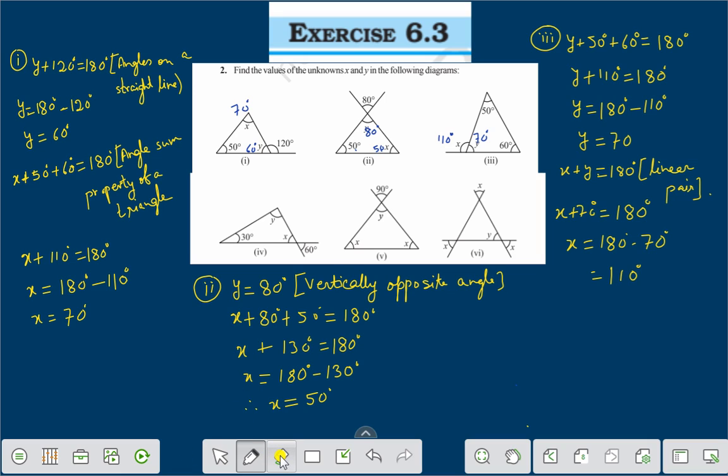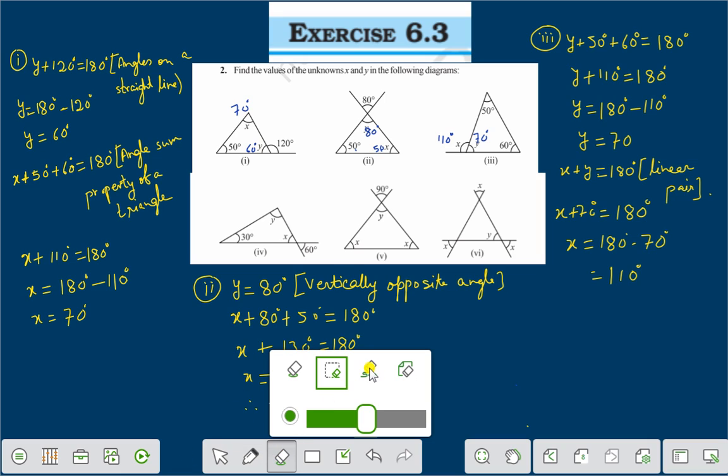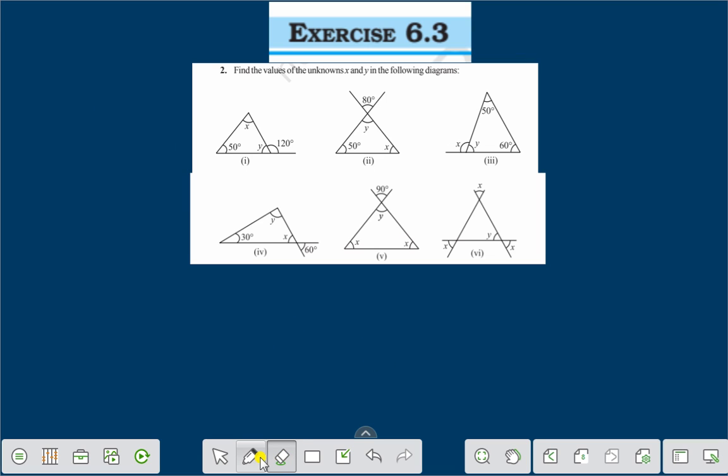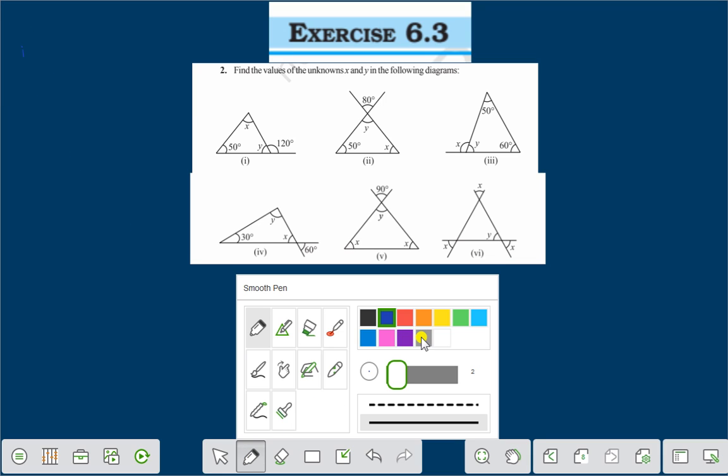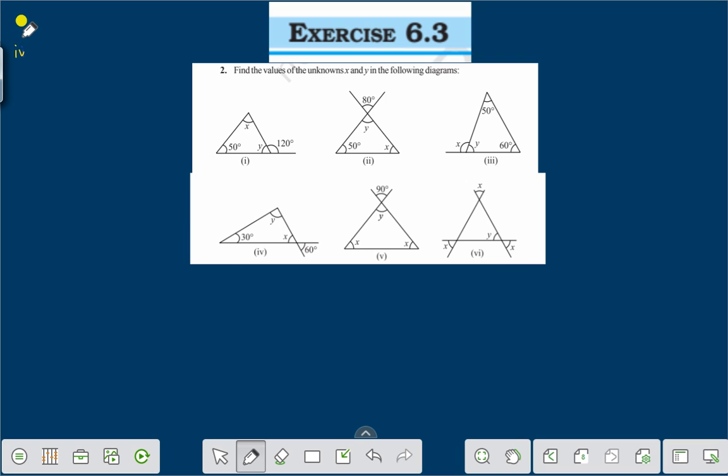Now we'll solve question number 4. Here you see, in this figure, this is y, this is x, this is 30 and this is 60.